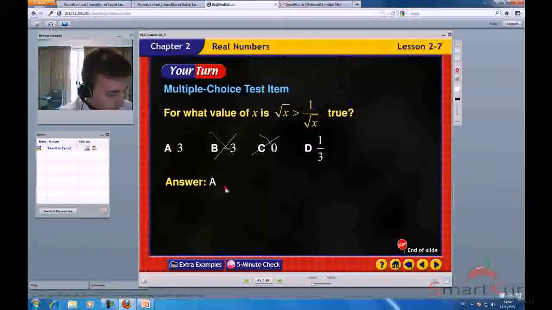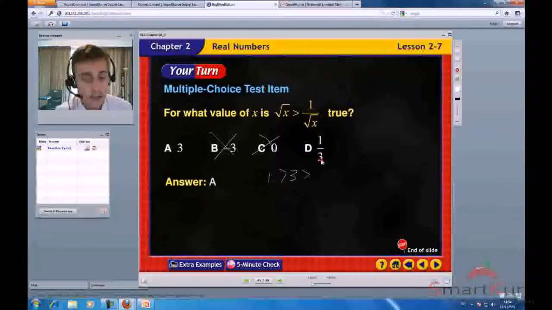The √3 is 1.73. Is that greater than 1 over 1.73? Well, 1 divided by √3 is 0.58. Is 1.73 greater than 0.58? Yes. So we know that A is true.